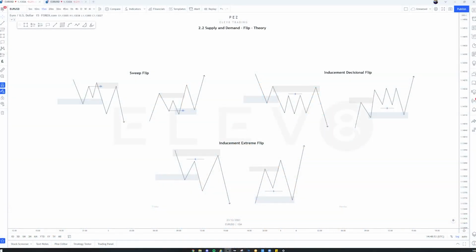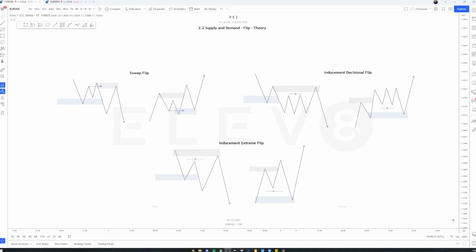So what is a supply and demand flip? A supply and demand flip is a reaction to a supply or demand level, followed by a pullback, and then followed by that supply or demand level failing. That could be either with a wick or with a body. Either way, as long as price trades above or below that level, we see that as a flip. So supply flips to demand, demand flips to supply.